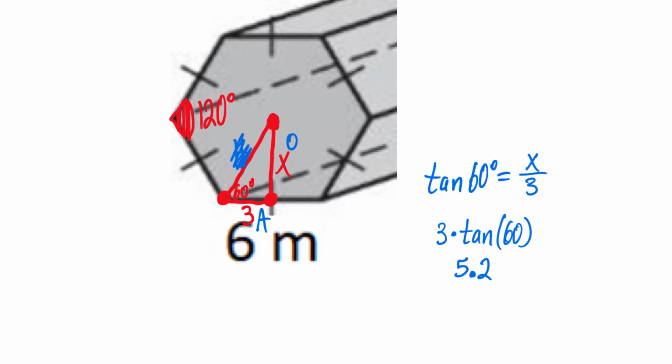What is it? 5.2. Go ahead and just tell me the number that it says. 5.196. Okay, yeah, 5.2 will be good. So there you go. The apothem is 5.2.